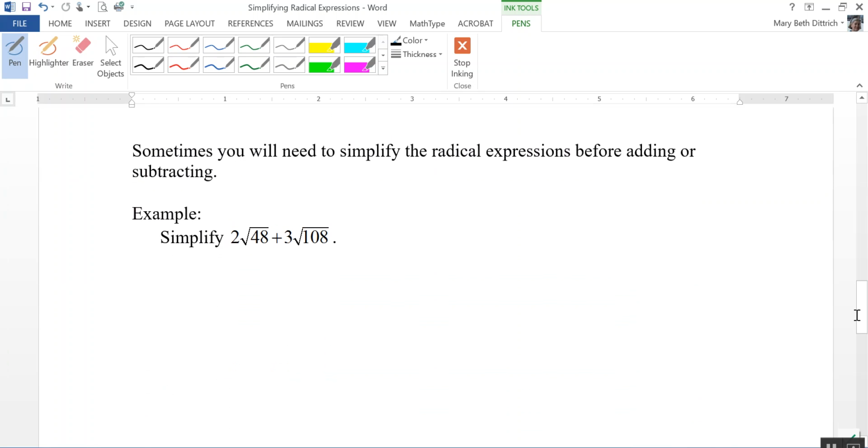Sometimes you will need to simplify a radical expression before adding or subtracting them. So for example, simplify 2 times the square root of 48 plus 3 times the square root of 108. So I'm going to simplify 2 square root of 48. That's equal to 2 times the square root of 16 times the square root of 3, because 16 times 3 is 48, plus 3 times the square root of 36 times the square root of 3, because 36 times 3 is 108. So square root of 16 becomes 4. Square root of 36 becomes 6.